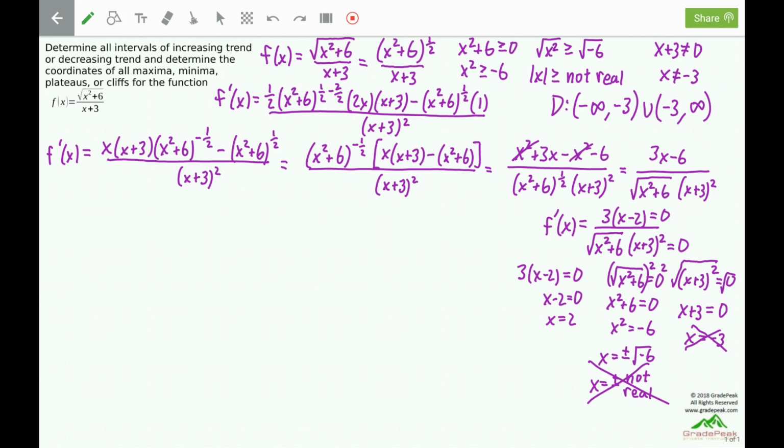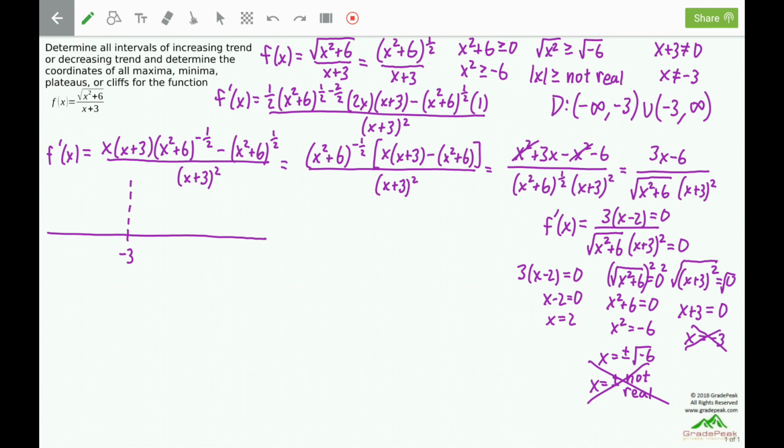We can now draw a domain line, a line representing the domain. The domain is all real numbers except negative 3. Negative 3 will represent a vertical asymptote, so we can put it as a dashed line, breaking up the domain into two separate intervals.